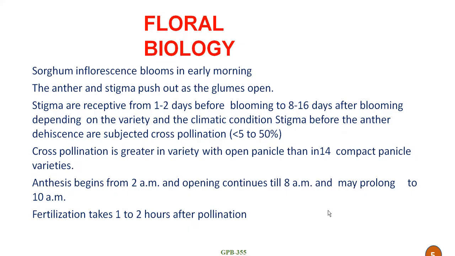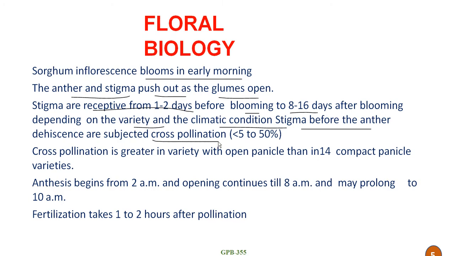Then what is floral biology? That means the timing of anthesis and stigma receptivity. Let us see the floral biology here. The sorghum inflorescence blooms in the early morning. The anthers and stigma push out as the glumes open, and the stigma is receptive for 1 to 2 days before blooming, up to 16 to 18 days after blooming, depending upon the variety and climatic conditions. The stigma receptive before the anthers are subjected to cross pollination.